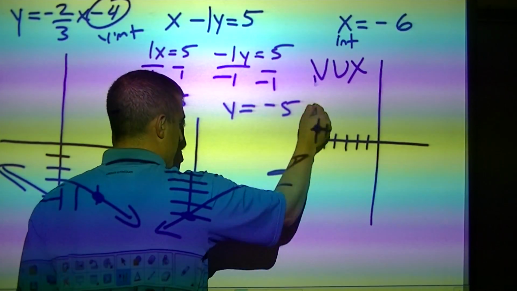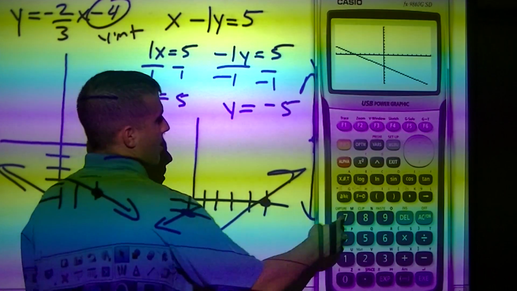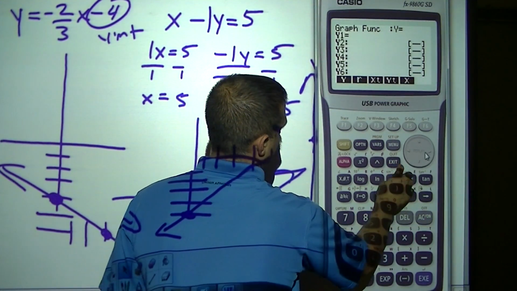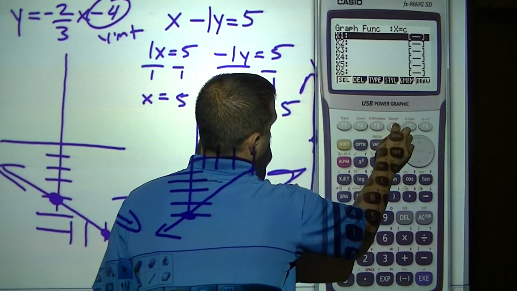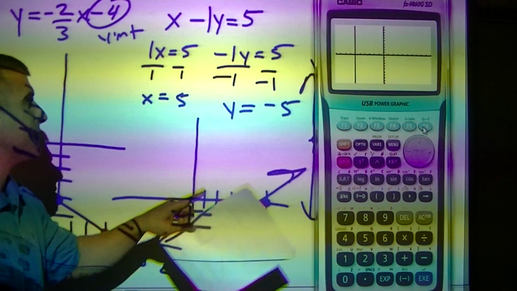Okay, so that's a vertical line. Once again, I can check that one in the calculator. All right, exit. I'm going back. I'm going to delete. Make sure you delete everything. I'm going to type x equals negative 6. I'm going to draw. There's my vertical line.